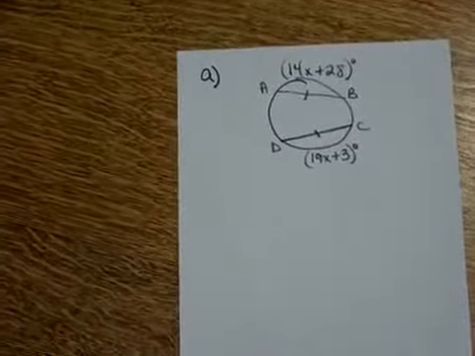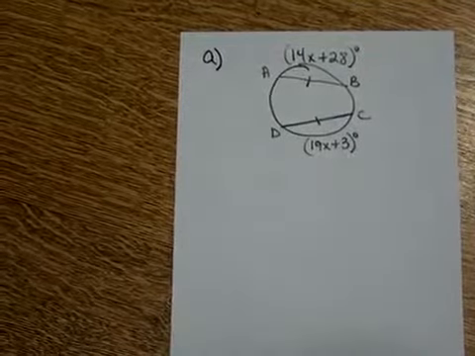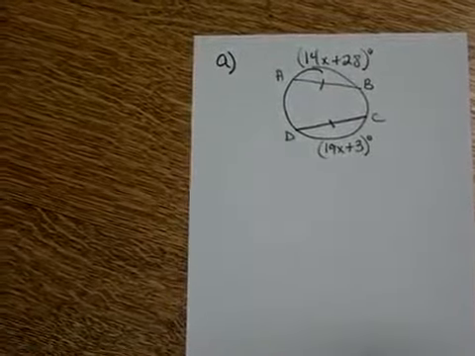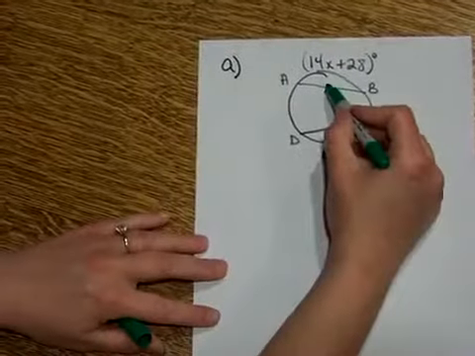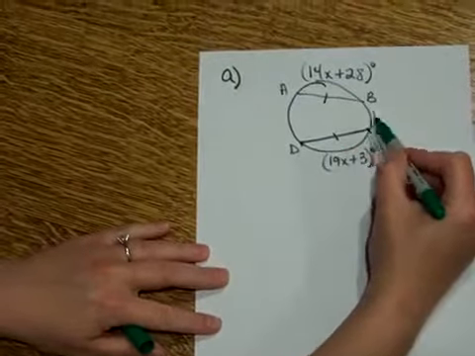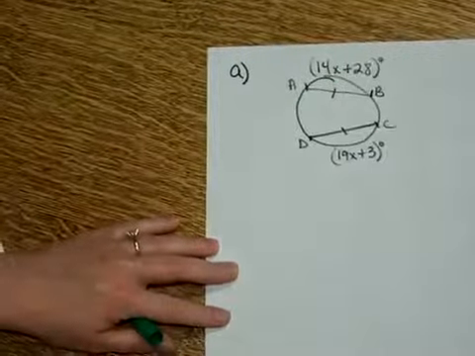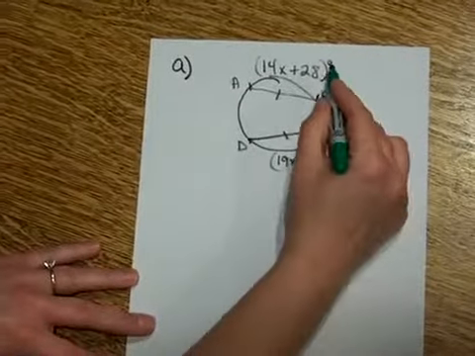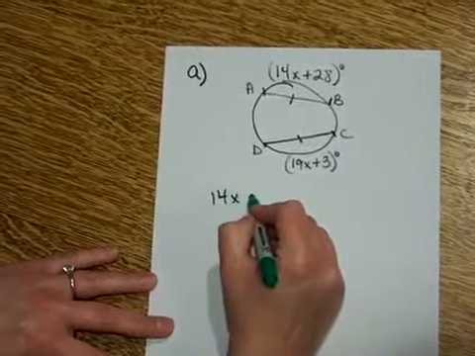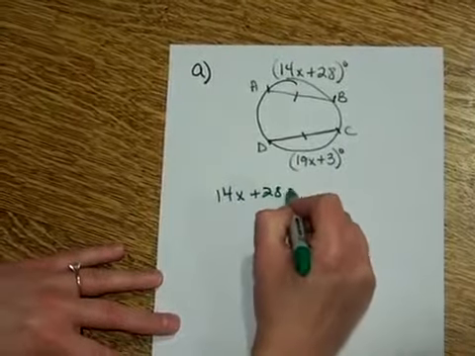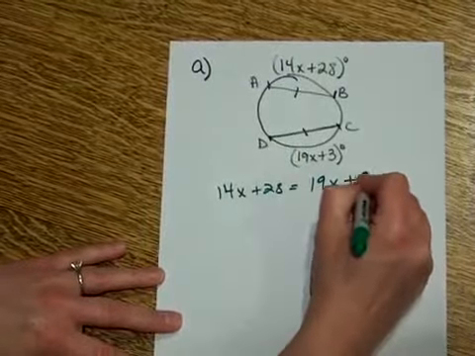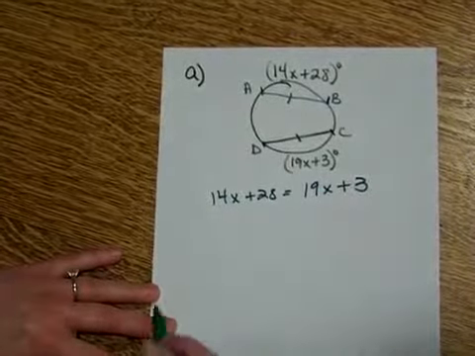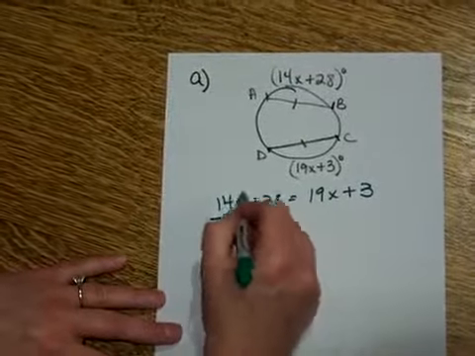Let's look at your examples in your book on page 676. Let's look at example A. Solving for x, I have congruent chords. The intercepted arcs that they form must be congruent. If they're congruent, then their values must be the same. So I simply need to set these two equal to each other. 14x plus 28 equals 19x plus 3. I'm then going to do basic algebra, solving for x.